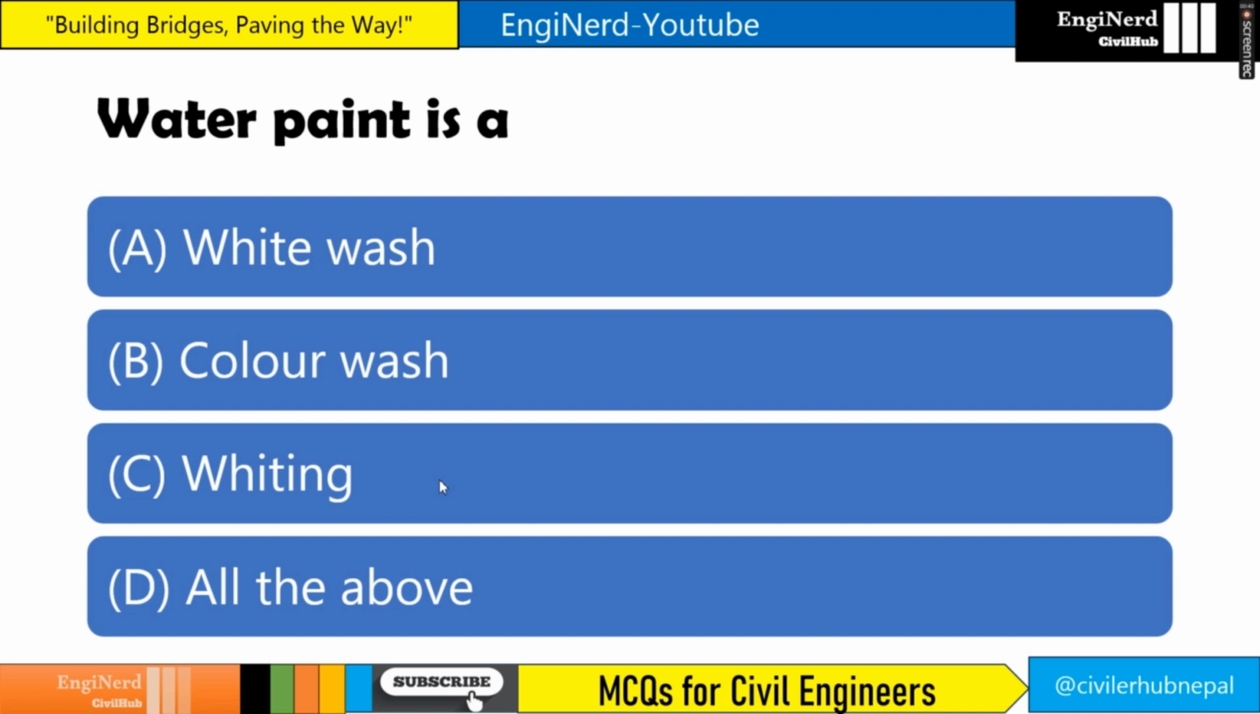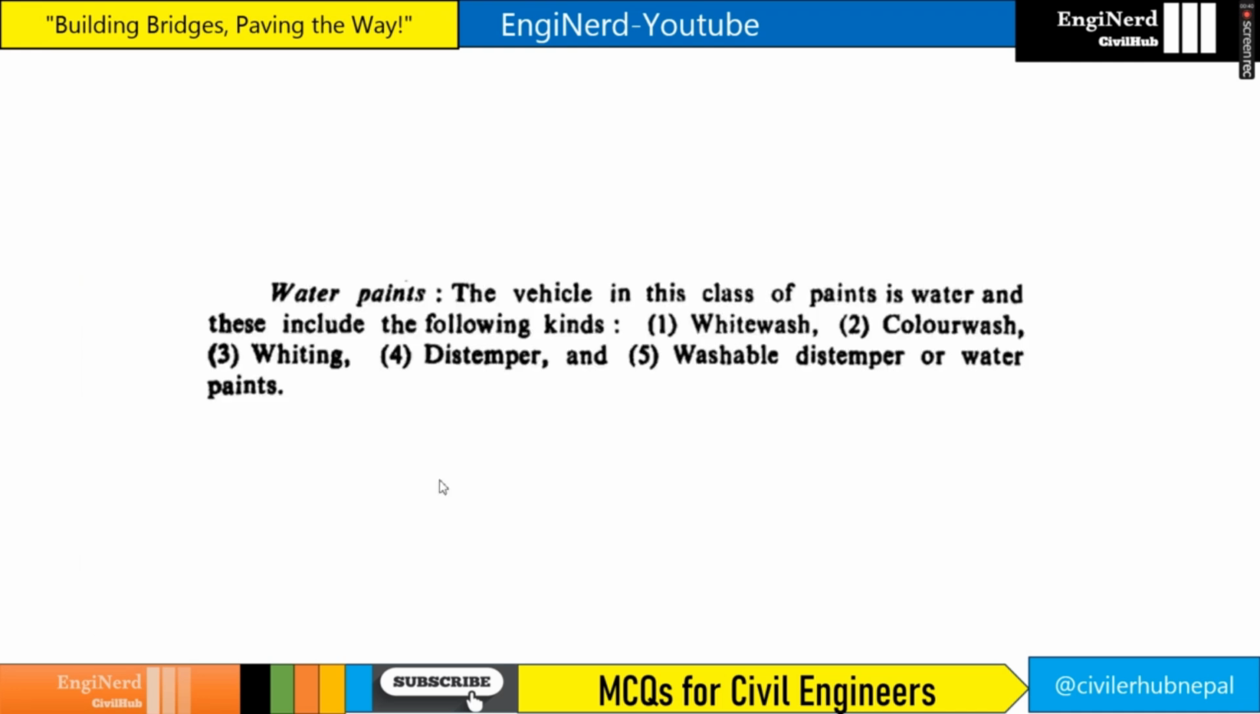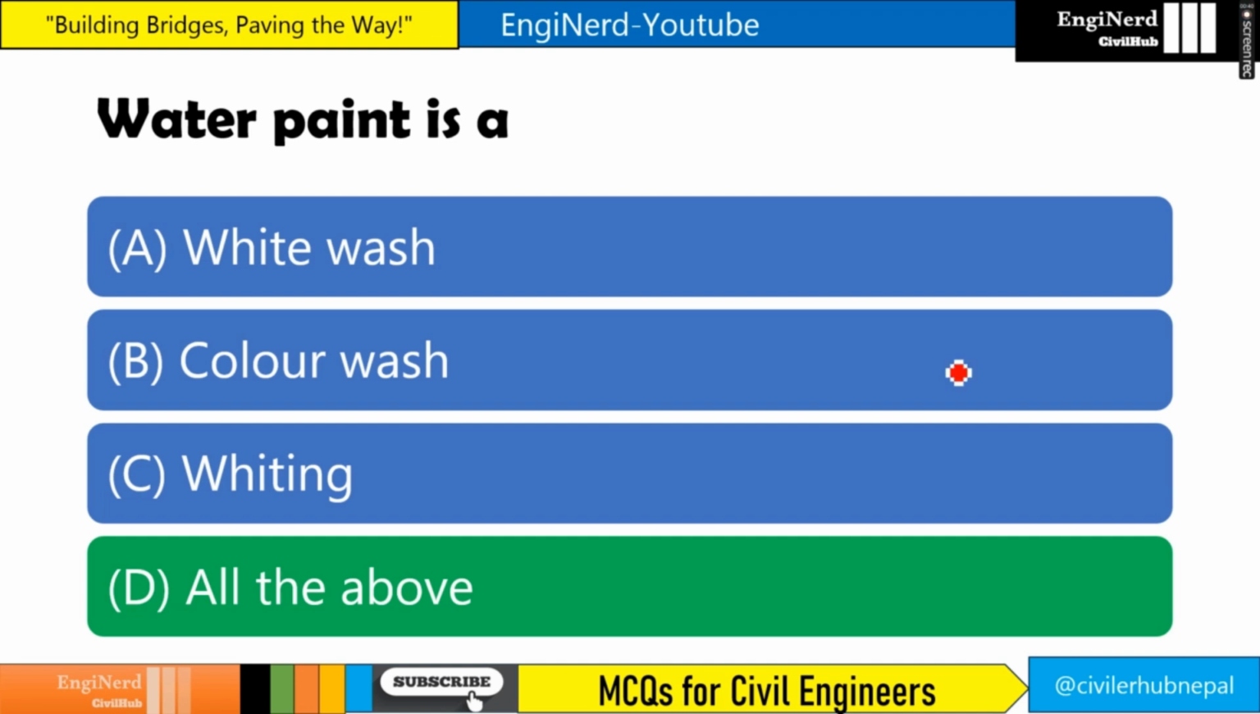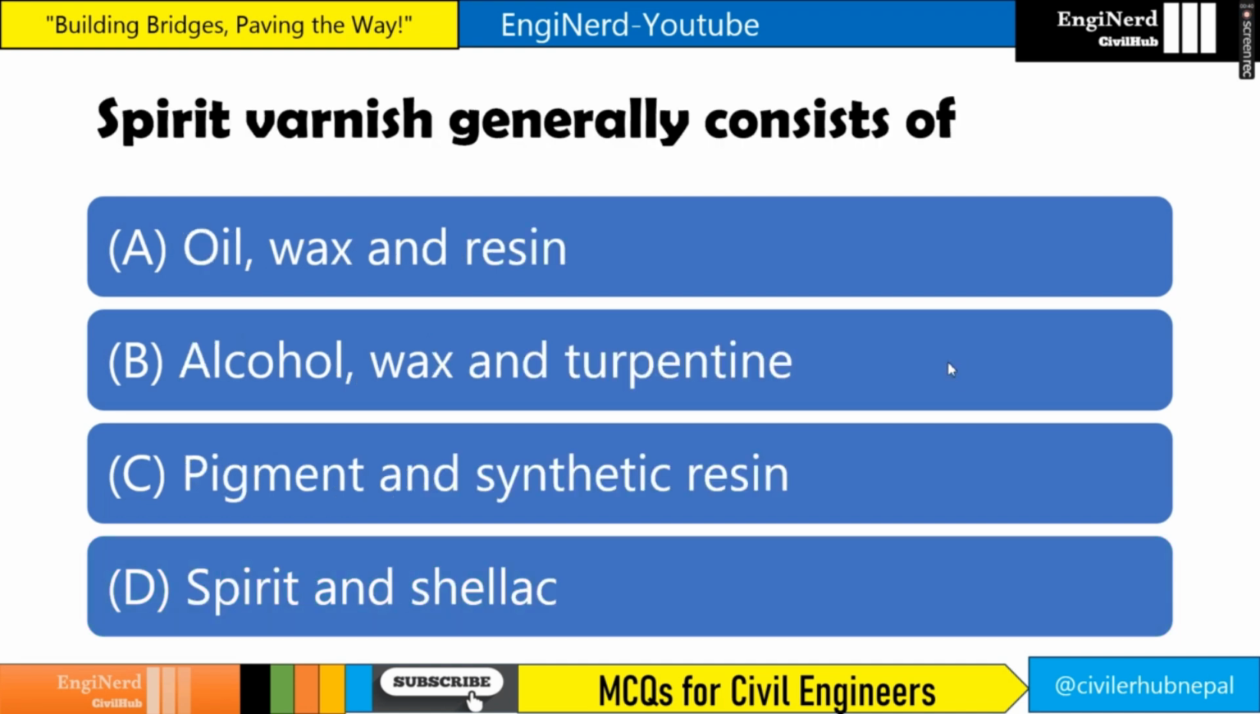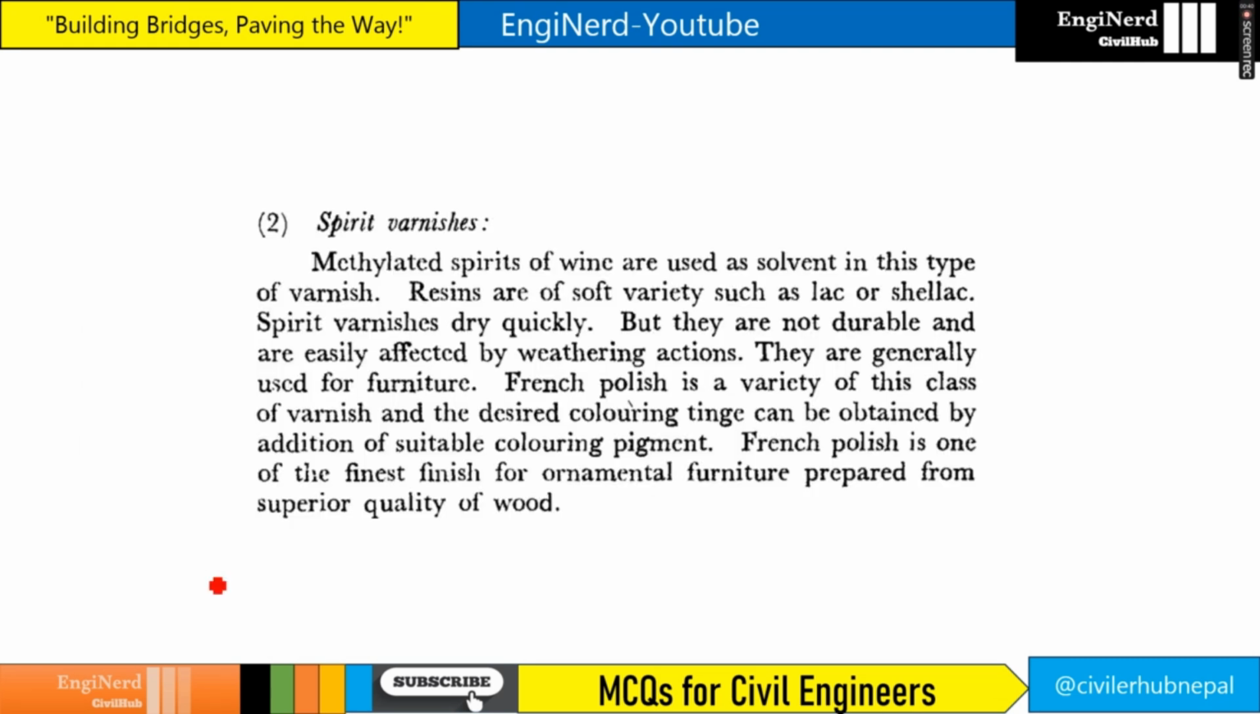Water paint is a whitewash, color wash, whiting, all of the above. If you see here, water paints include whitewash, color wash, whiting, distemper, washable distemper, or water paints. So all of the above is the answer. Spirit varnish generally consists of, it consists of what? Spirit and shellac, right? Spirit and shellac. See in the spirit varnish, it consists of methylated spirit of wine and resin, right? For lacquer, shellac.